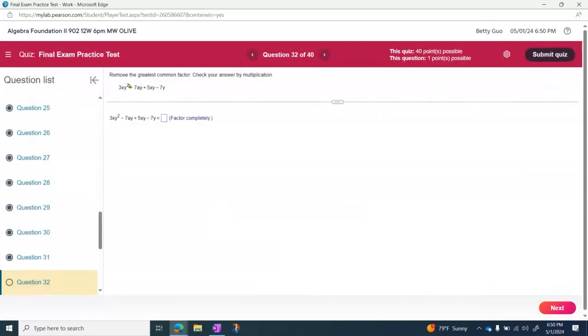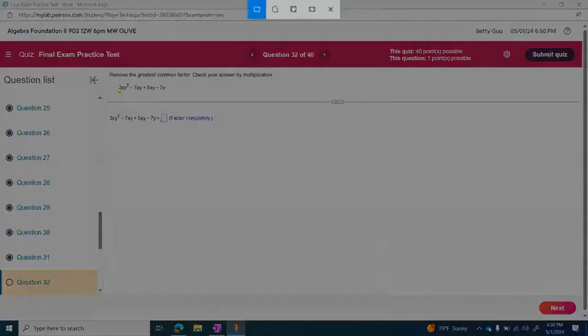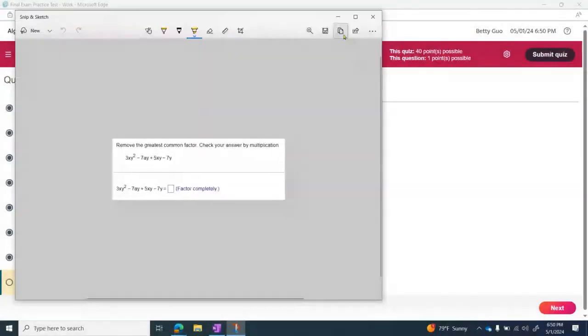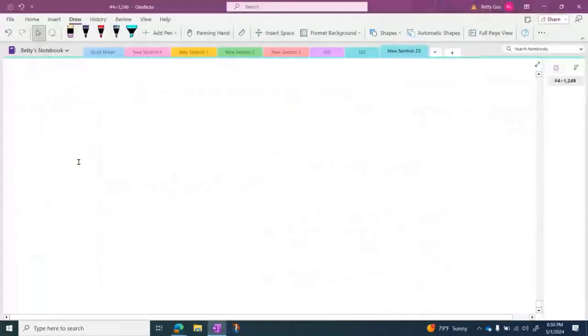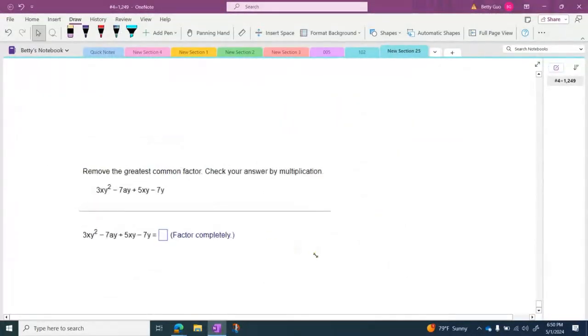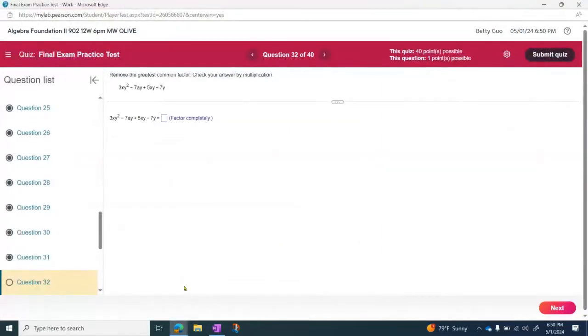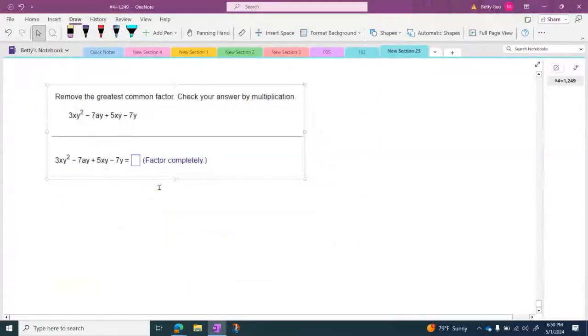This one is remove the GCF. Check your answer by multiplication. Okay, so this is to factor, and not just factor, factor completely. We have 4 terms, but don't rush. Look for the GCF first, and look at the numerical part. 3, 7, 5, 7, all prime. Of course, the GCF is 1.